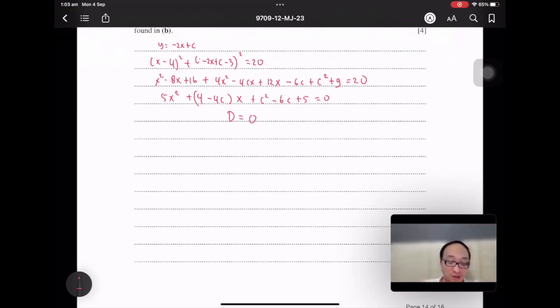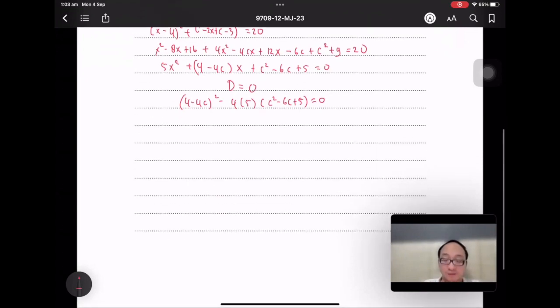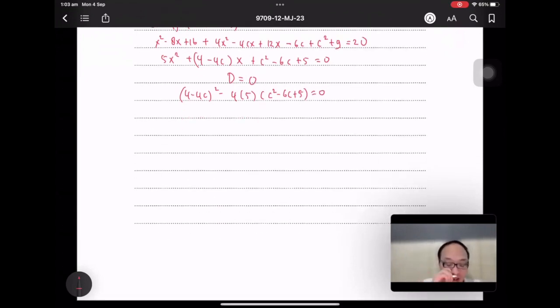So that means we have b squared minus 4ac, like this. And then I can simplify. So I put the 4 out here, 4, this is 4, (1 minus c) squared minus 4 times 5 (c squared minus 6c plus 5) equals 0.